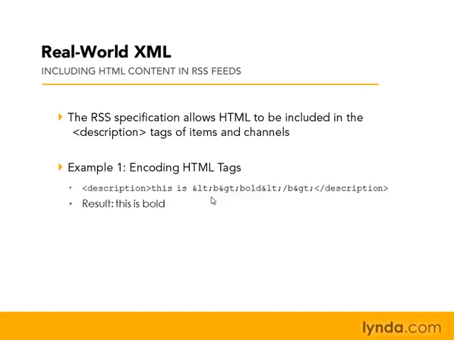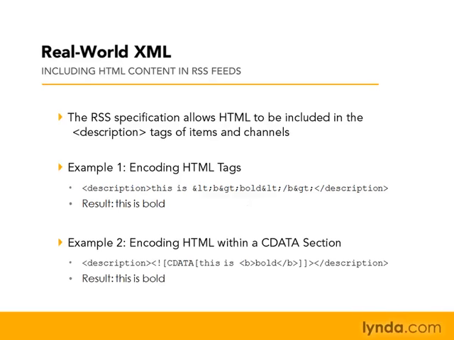The other way to do it is to leave the HTML just as it is, but put it within what's known as a CDATA section. CDATA sections are standard parts of XML, and they're declared by using an angle bracket with an exclamation point, a bracket, the word CDATA, and then another opening bracket. And then you can just put your HTML code right here inside the CDATA section, and then close it off by two brackets and an angle bracket.